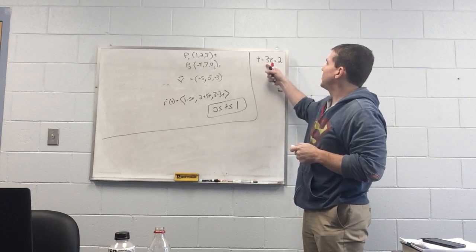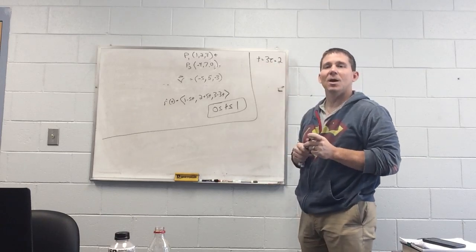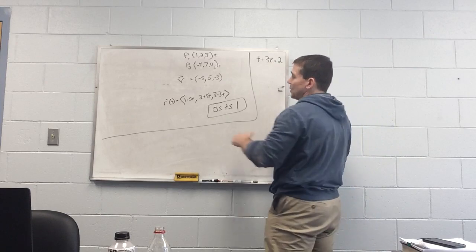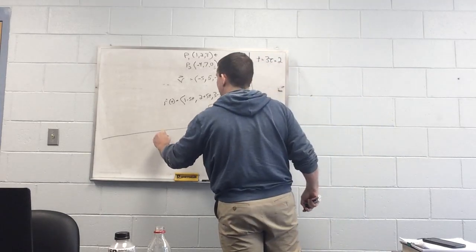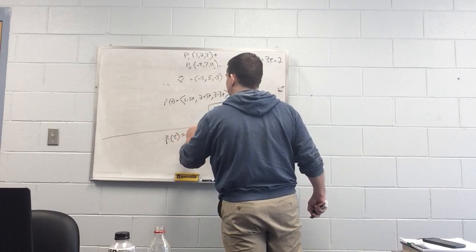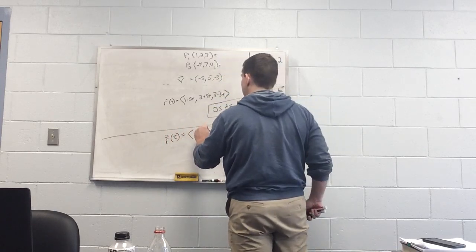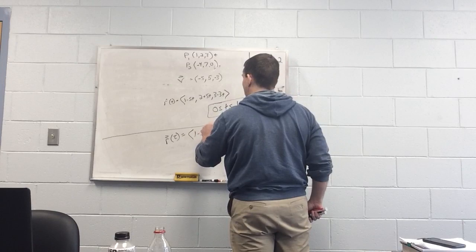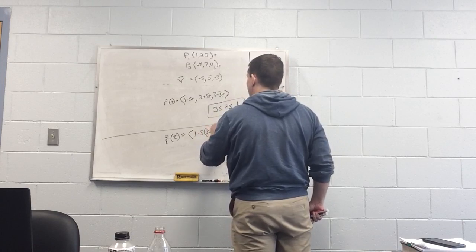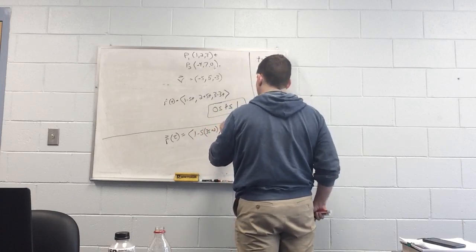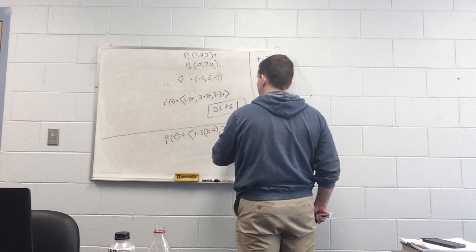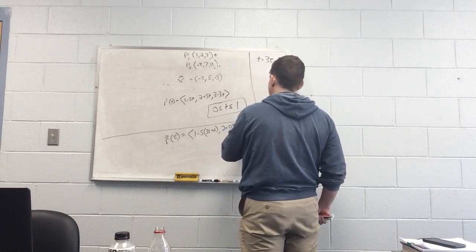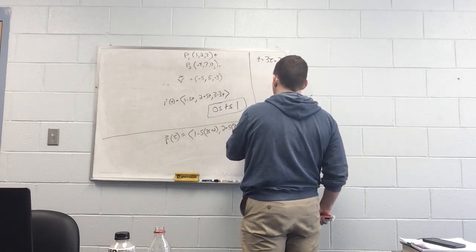There is my reparametrization, 3 tau plus 2. All I have to do is substitute. So if I substitute right here, we'll say r of tau is equal to 1 minus 5 times t, which is 3 tau plus 2. 2 plus 5 times tau, which is 3 tau plus 2. And 3 minus 3 times 3 tau plus 2.